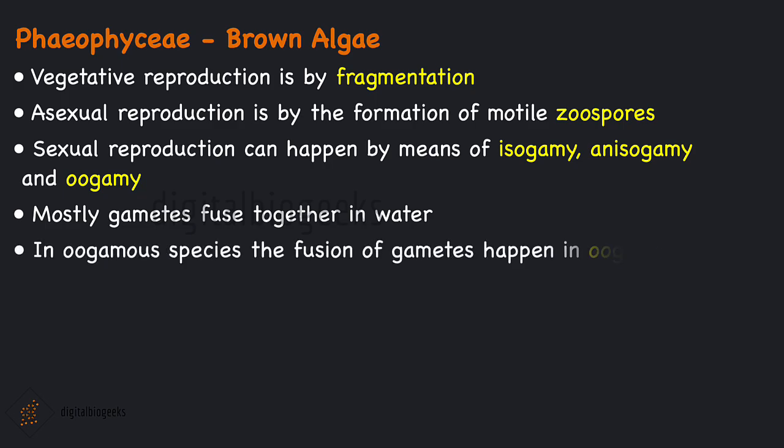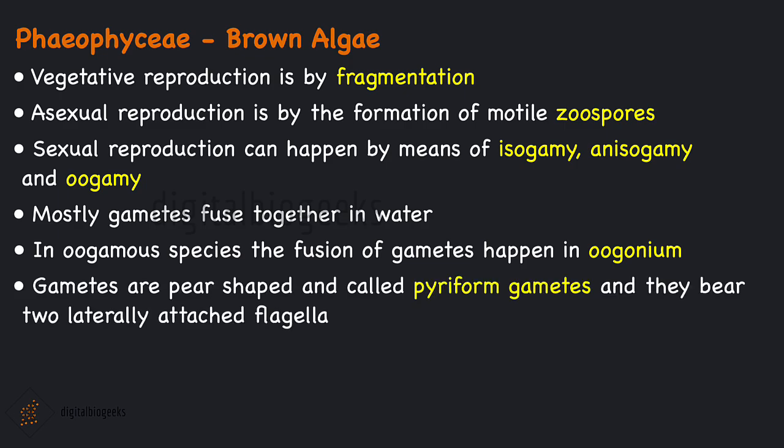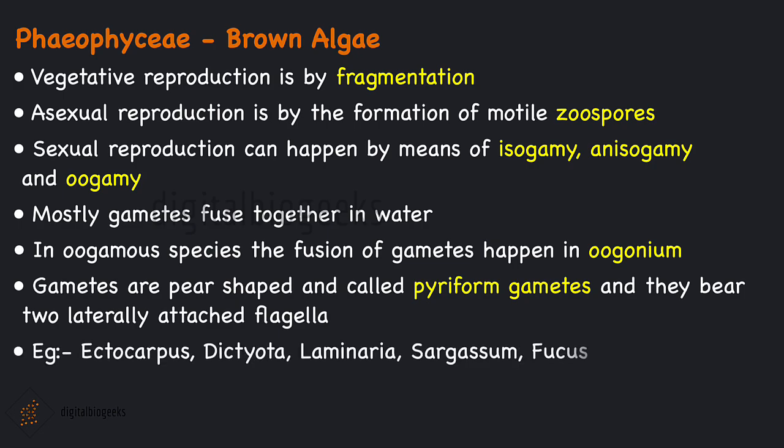However, in oogamous species, meaning the species where sexual reproduction happens by oogamy, the fusion happens in structures called oogonium. Gametes are pear-shaped and hence called pyriform, and bear two laterally attached flagella. Examples of Phaeophyceae are Ectocarpus, Dictyota, Laminaria, Sargassum and Fucus.